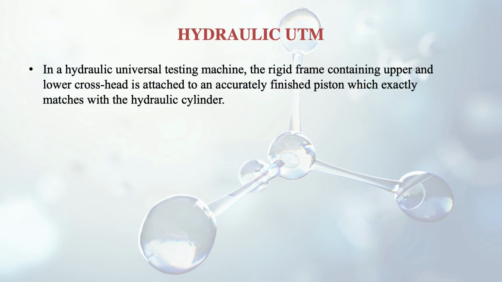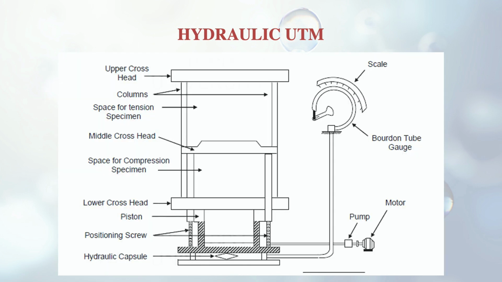So after discussing the electric motor type of UTM, universal testing machine, now we shall move to the other kind of UTM, that is the hydraulic UTM. In a hydraulic universal testing machine, there is a slight difference as compared to the electric one. Here the rigid frame containing the upper and lower crosshead is attached to an accurately finished piston, which exactly matches with the hydraulic cylinder. Since the mechanism is changed a little bit, you can see here in the figure there is the hydraulic system. So a kind of cylinder, hydraulic cylinder is there, and in the cylinder the piston moves.